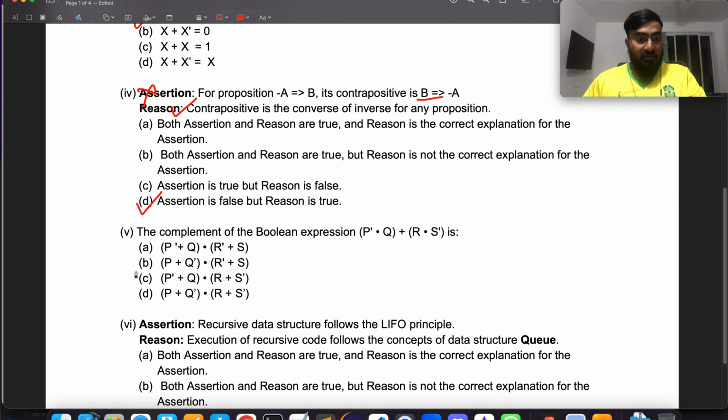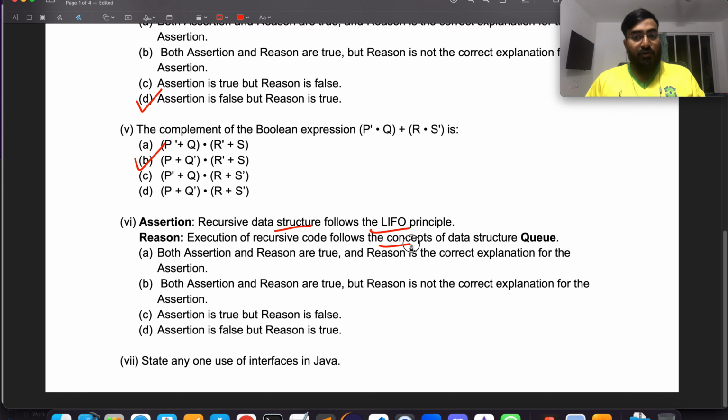We have a stack that follows last in first out. So you can relate that a call to a recursive function is basically creating a stack of function calls, and that is how you can conclude that this is going to be true. So if this is true, this is going to be false because LIFO is not a principle of queue. So in this case, the assertion is true, but the reasoning is false.